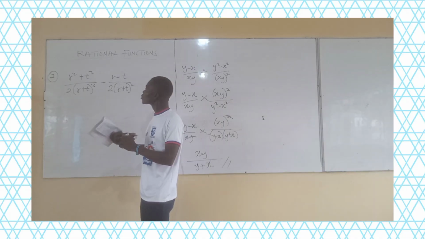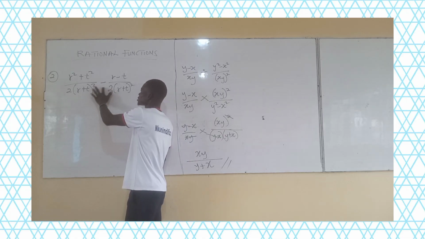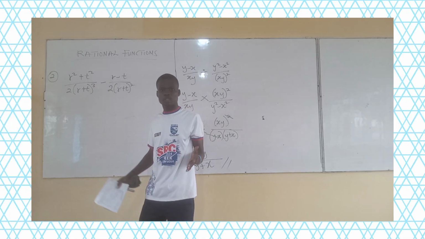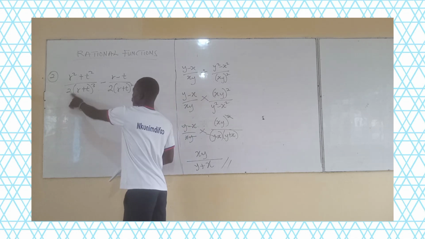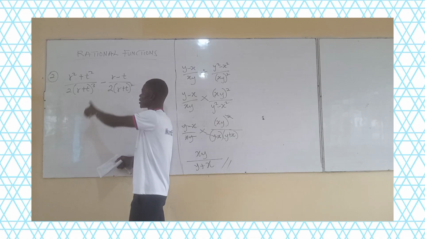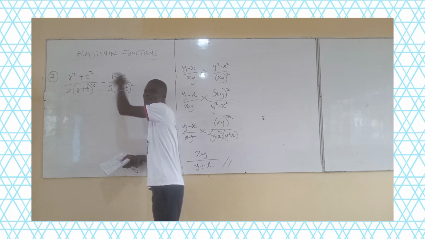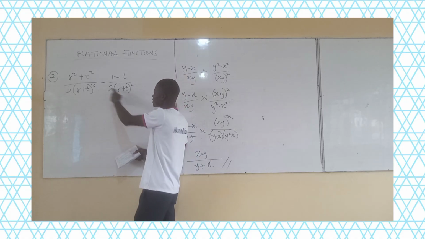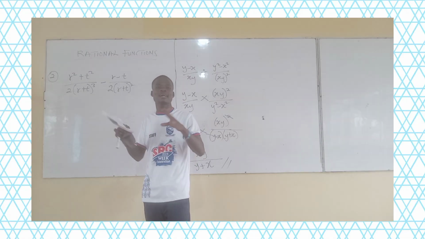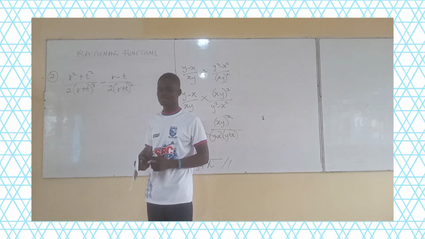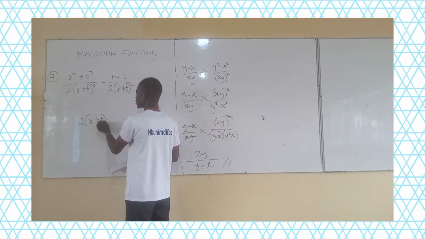You have to find the least common multiple of the denominators. There's an operational sign here which is subtraction. So let's find the LCM for the denominators. You see that the 2 here and the 2 here, and inside the bracket they are the same. But this one is power 3 and this one is power 2, meaning that you can find the second denominator in the first denominator. Since we can find it in the first denominator, we take the first denominator as our LCM to solve this problem. So the LCM will become 2 bracket r plus t all cubed.